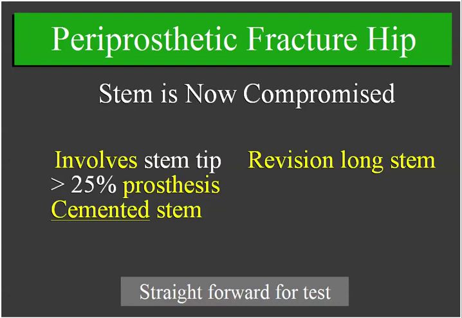This is the test question. If it's a stem tip and it's greater than 25% of the prosthesis and it's cemented, you have lost the fixation of your cemented stem, and you must revise the stem. And this is a straightforward question. Okay? The other ones have too many answers. There's no one correct answer, but this one is right here. Okay.